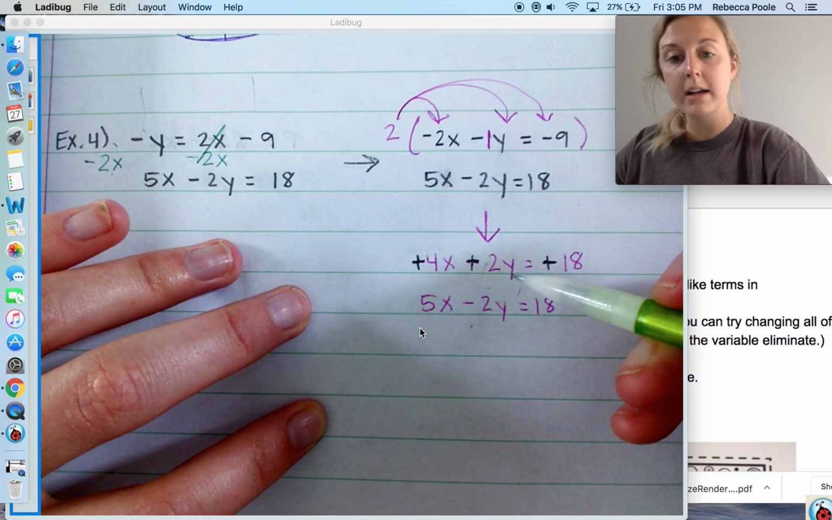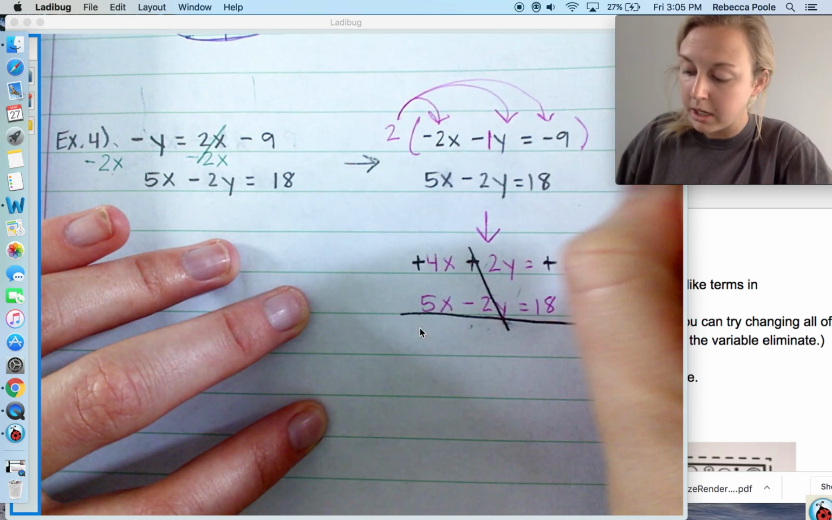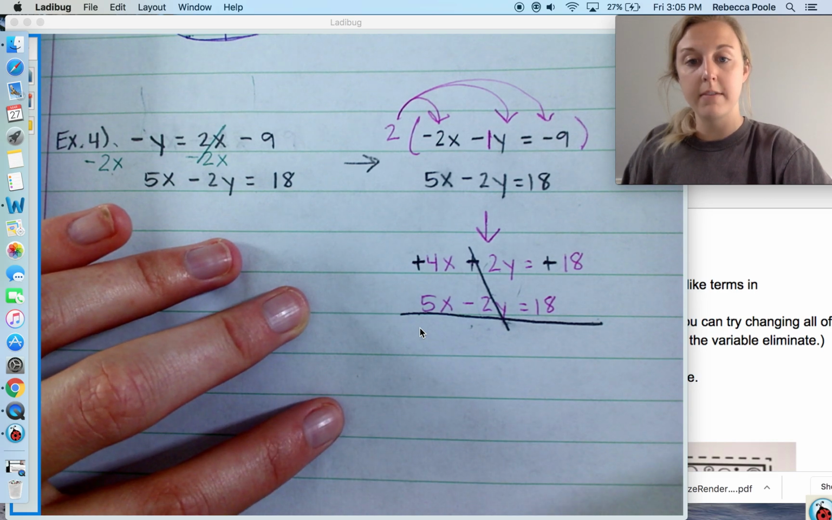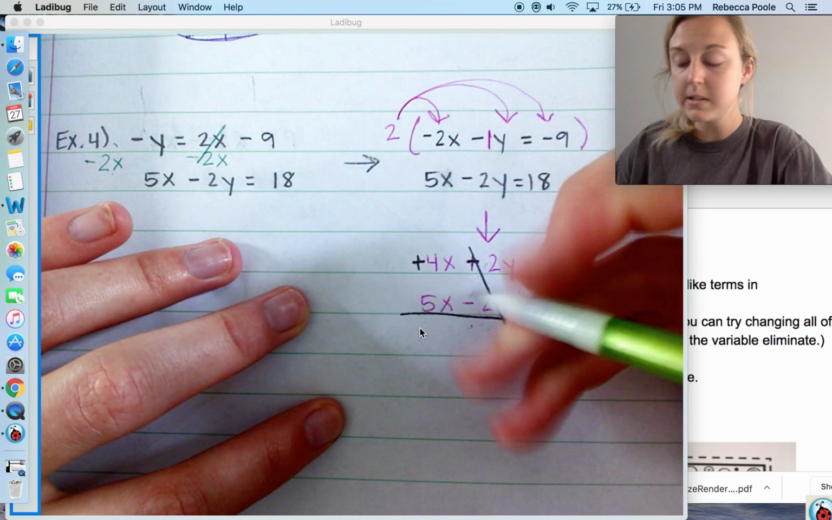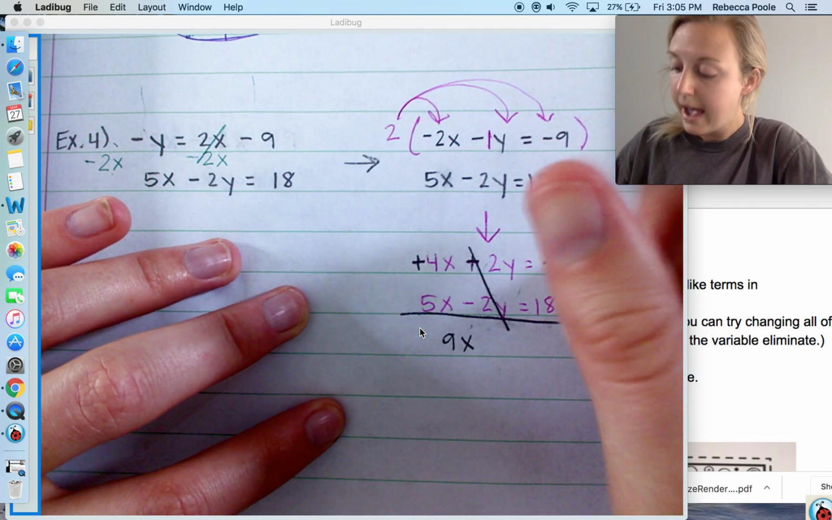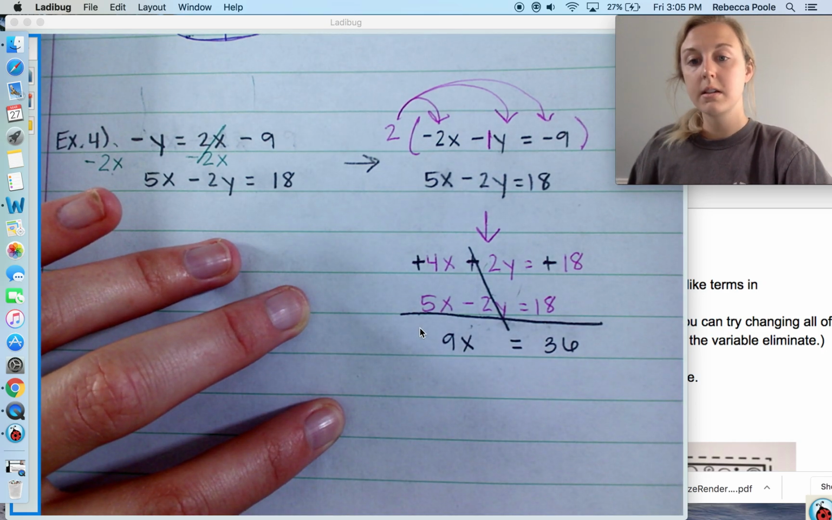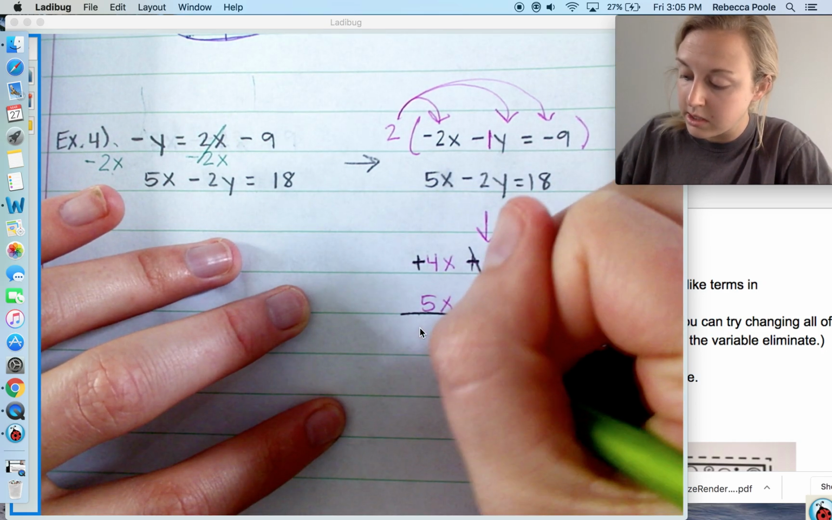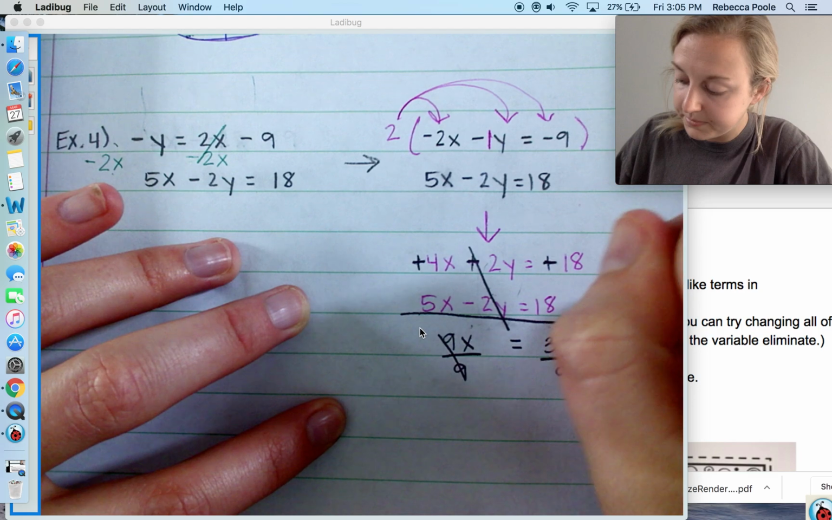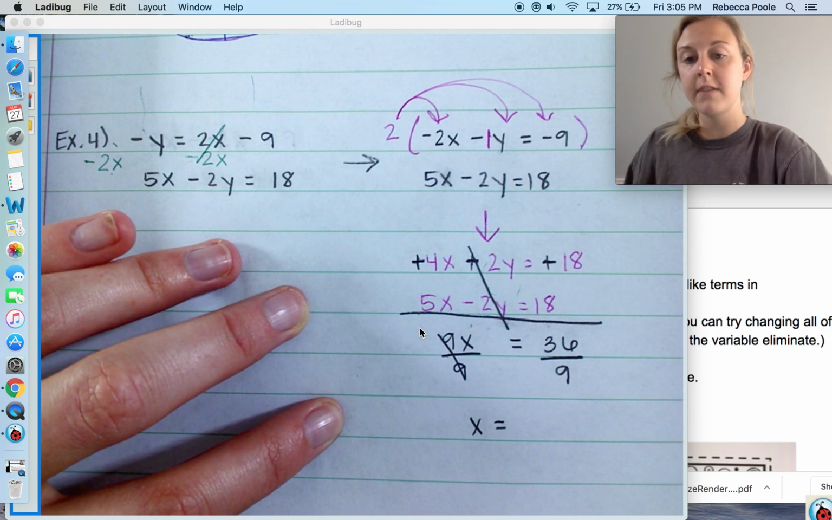Now look at your y's. Positive 2y, negative 2y are going to cancel. And I'm going to combine and solve with what's left, okay? So 4x plus 5x gives me 9x, because they're both positive. 18 plus 18 is going to give me 36. And all I'm going to do now is divide by 9. So x equals 36 divided by 9.